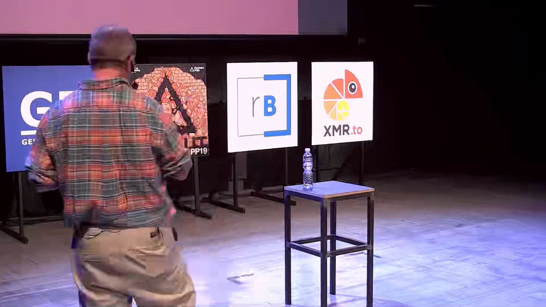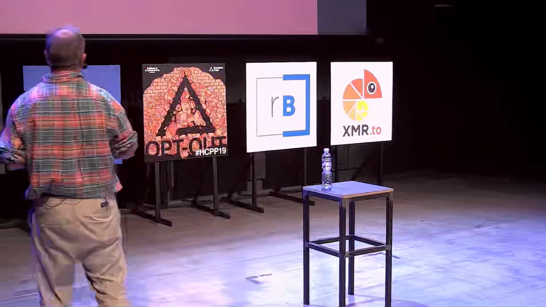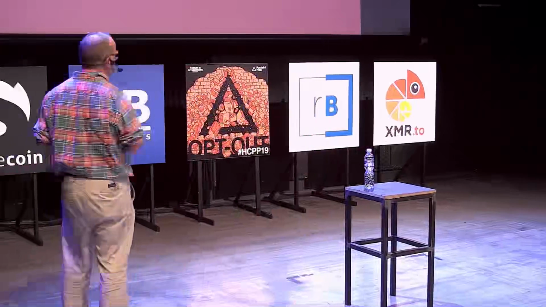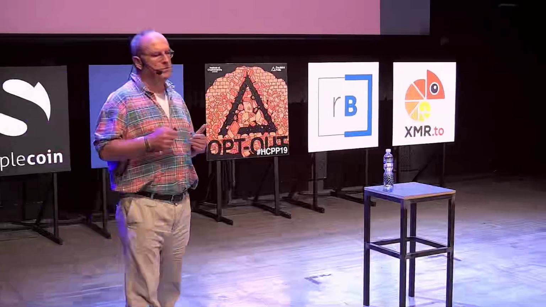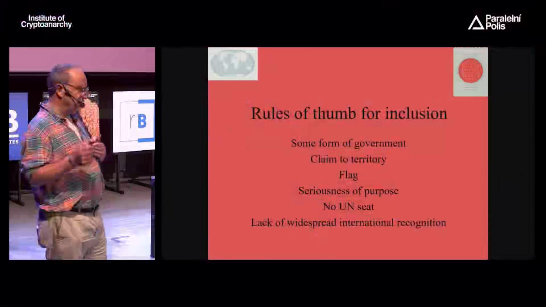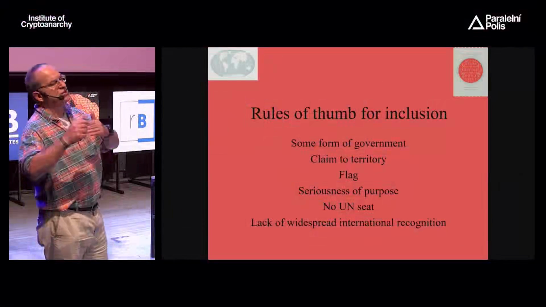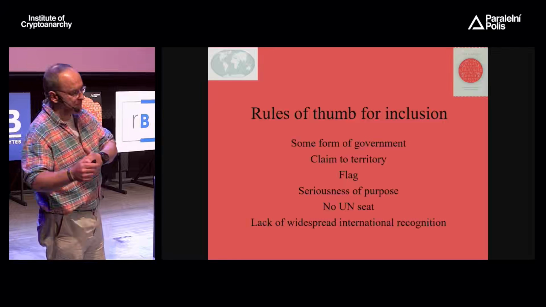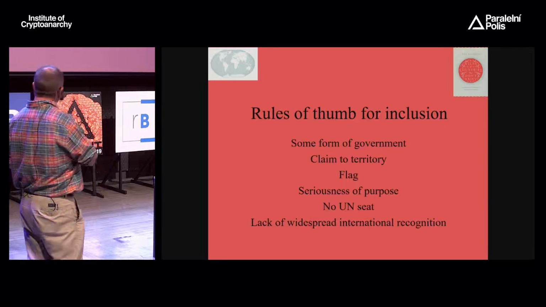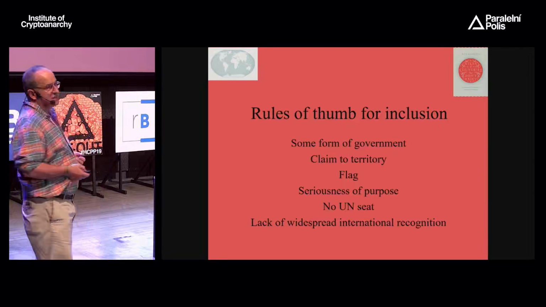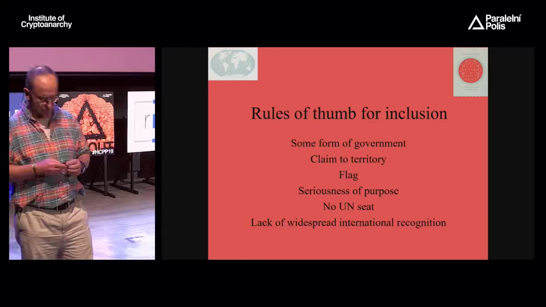In addition to those, on the negative side, I didn't want places with a UN seat, so I didn't include Israel and Palestine, for a number of reasons, but not least of which, there are more countries that do recognise those two places as countries than do not, and therefore a lack of widespread international recognition. But as I say, I was spoilt for choice.